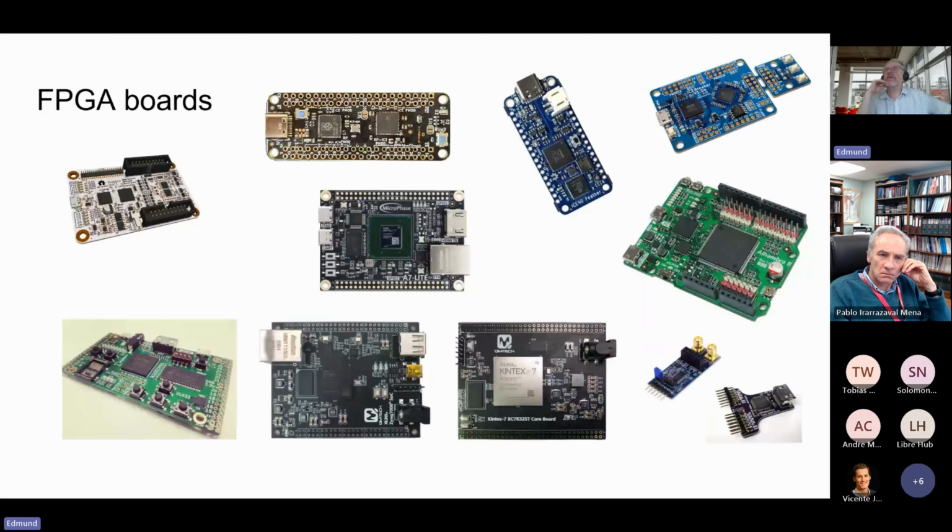But the boards are available from very cheap, like the upper right corner for $20, to the more advanced in the middle, the Kintex boards. They go for $120, $150. Usually not above $200.